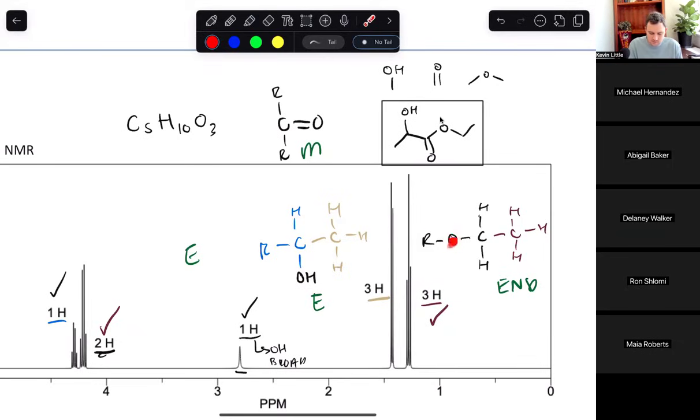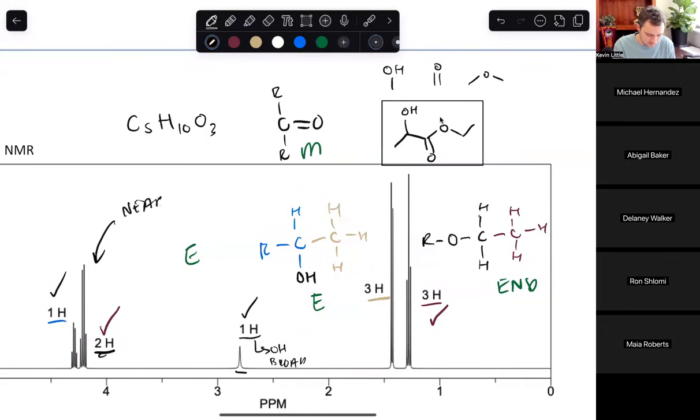Likewise, this oxygen being here allowed me to continue building off an end piece while putting this carbon next to an electronegative atom. I find the jump from getting an 80% on an NMR question to a 100% comes down to recognizing that these are between 3 and 5 and had to be near heteroatoms. That's the only explanation for why they're that far downfield.